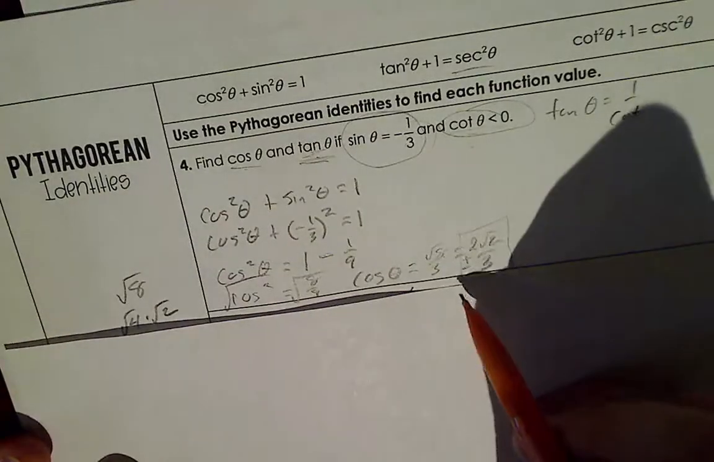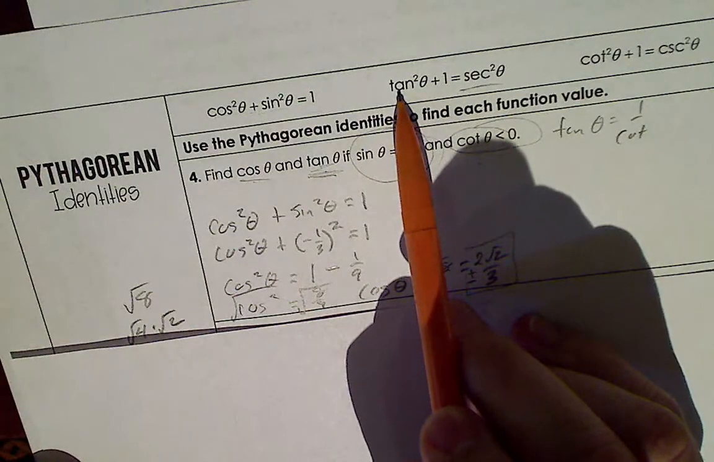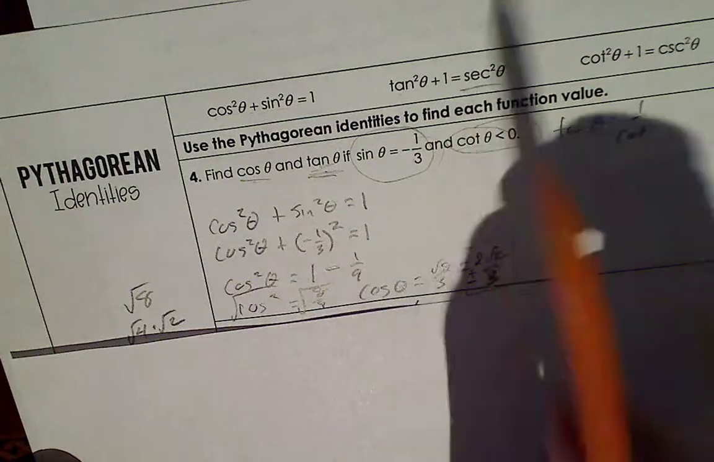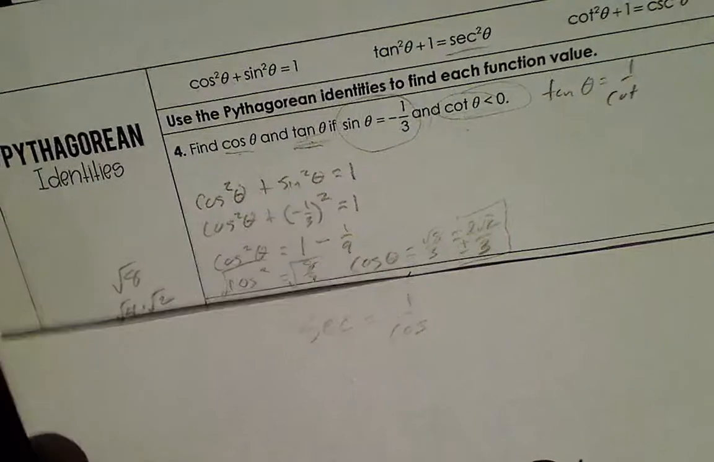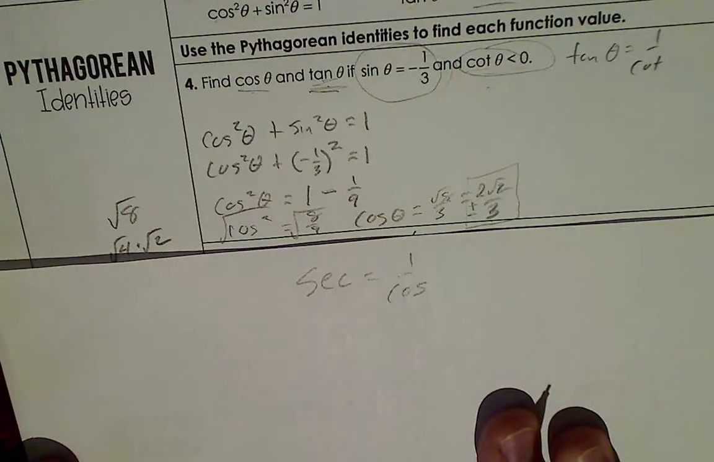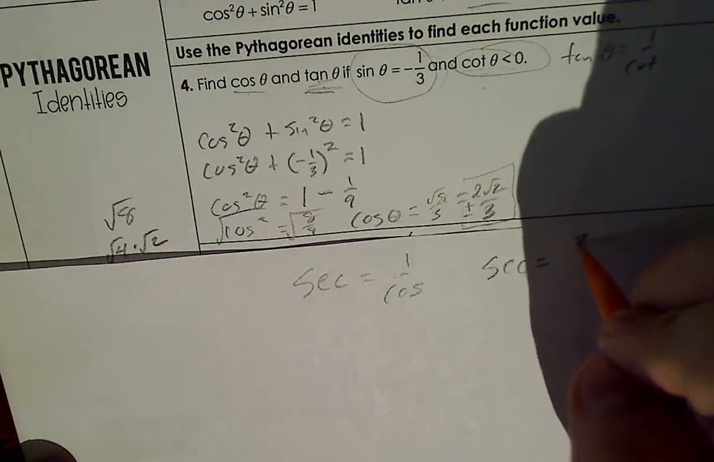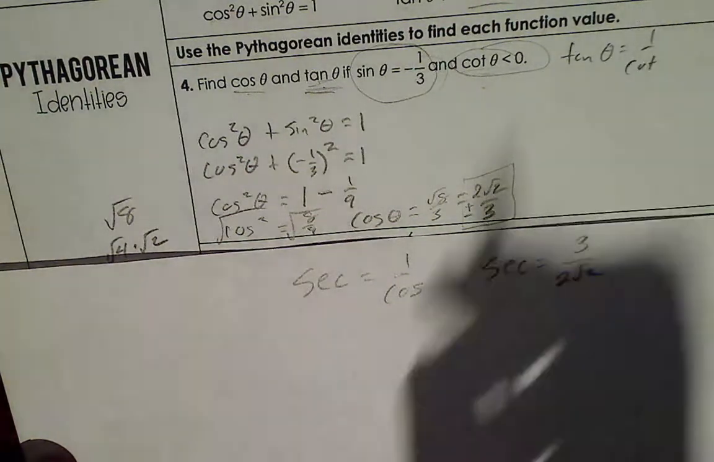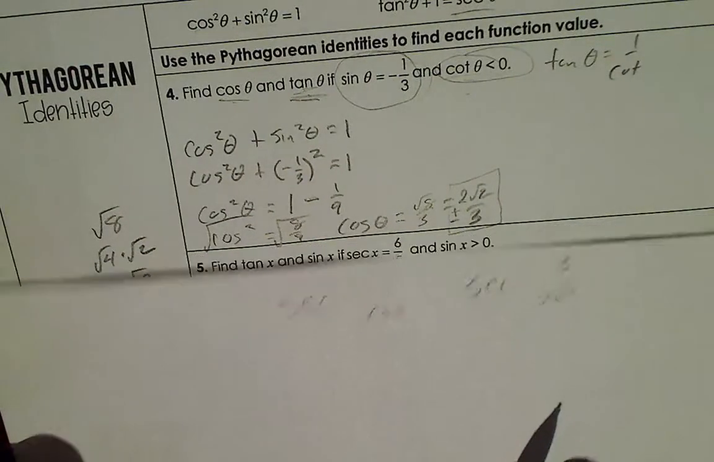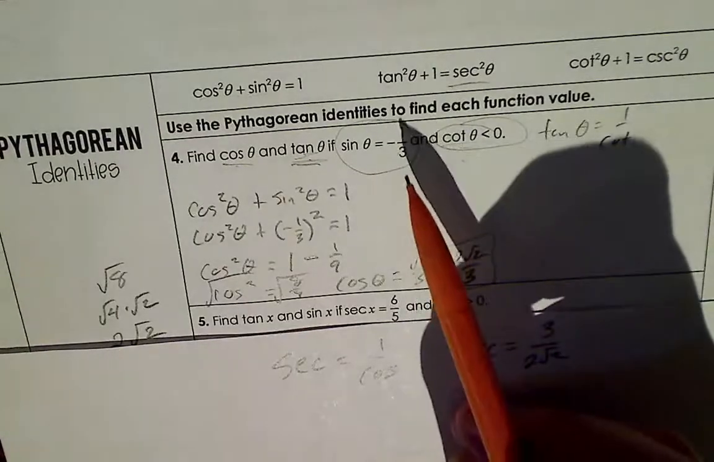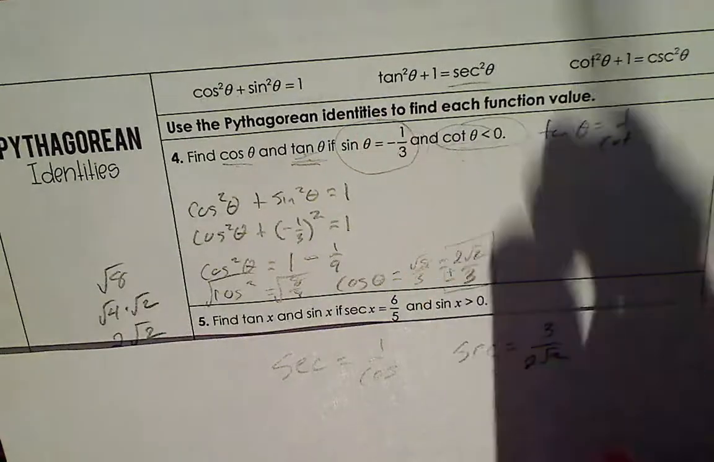All right, so I know the cosine. I can find the tangent of theta this way. Since secant is equal to 1 over cosine, my secant is going to be equal to 3 over 2 root 2. That's my reciprocal, since that was cosine. Then I'm going to use this along with my tangent squared plus 1 to figure out tangent squared.